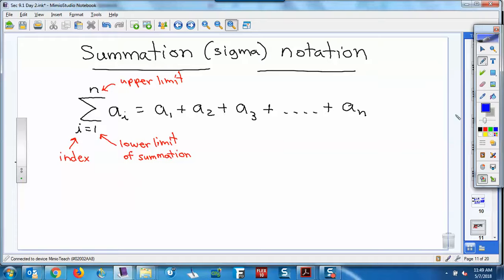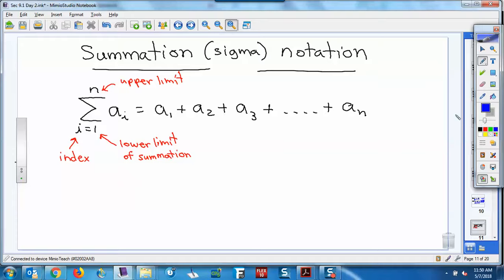So, the way you read this is you say the sigma of A sub I with I going from 1 to n. Now, the I doesn't have to start at 1. Most of the time it does, just like with the sequence, it typically starts at 1. But if we started this at 3, whatever we get when we put in 3 would be our first term. So it doesn't necessarily correlate to the number of the term. Anyway, this is your lower limit of summation, or your starting point, and this is your ending point.